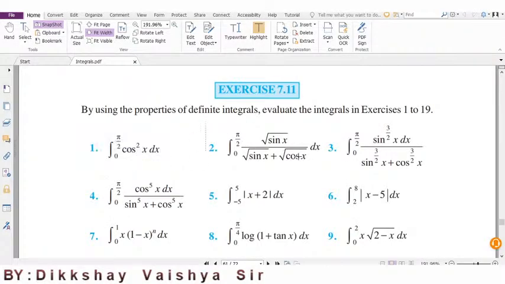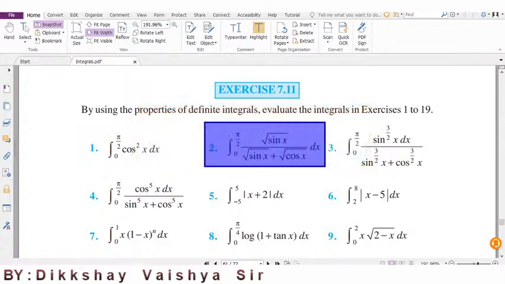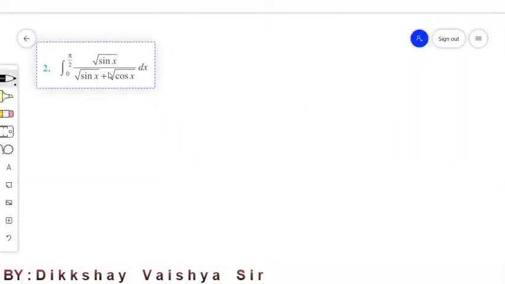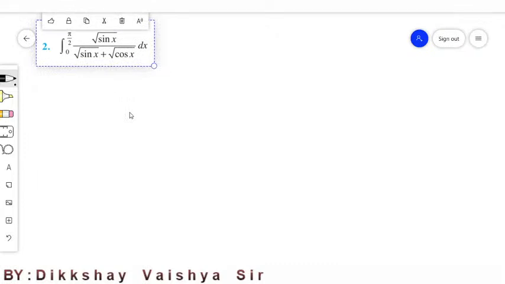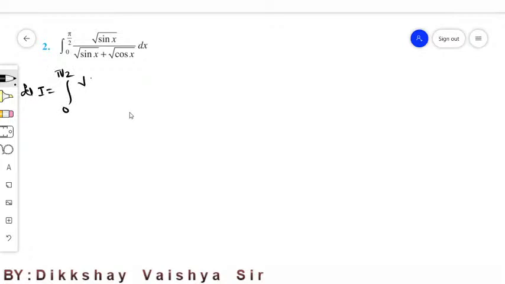So question number 2 is 1. So same property परत वापरायची आहे. बघूया. 0 to pi by 2. So let I is equals to integral 0 to pi by 2 under root sin x upon under root sin x plus under root cos x dx, calling this as equation 1.